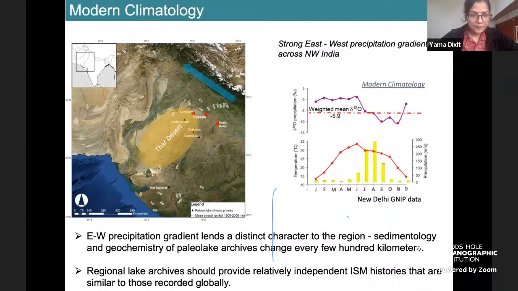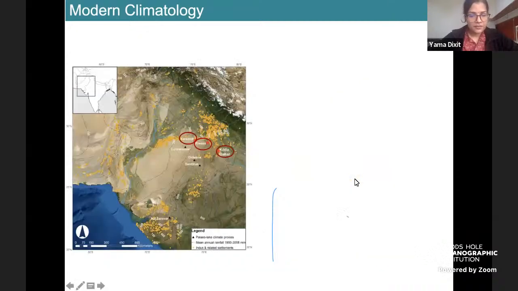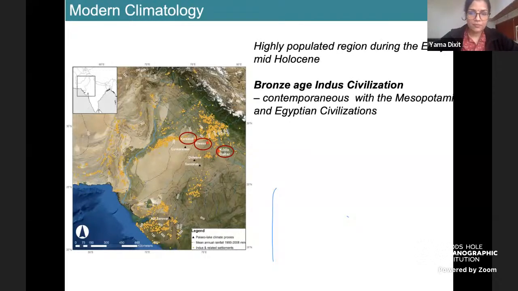Now, I'm also interested in this region for one more reason, which is that it was one of the highly populated regions during the early to mid Holocene. The orange dots that you see on the maps are all Bronze Age settlements. This data is from archaeologists working at the University of Cambridge. Some of them are really urban centers, while others are village-based settlements. But these all belong to what was called the Indus Valley civilization.